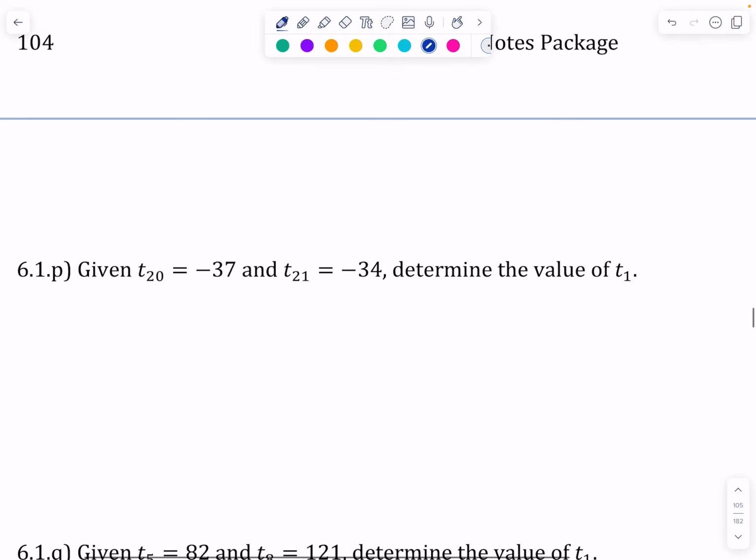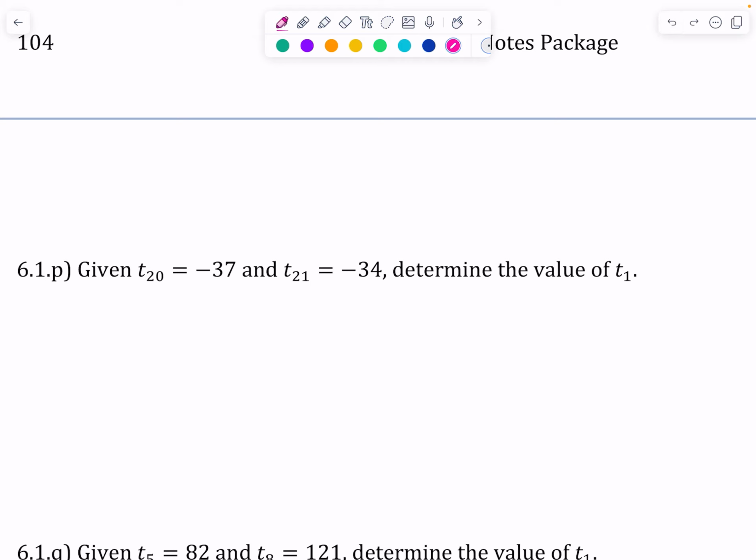So in this question, we're told T20, we're told T21, we need the value of the first term. There's a few ways to go about this, but it's still a 2-mark question. One for finding the difference, and one for subbing into a formula to find T1. So the difference is term 21 minus term 20, if you want. So you can phrase it that way.